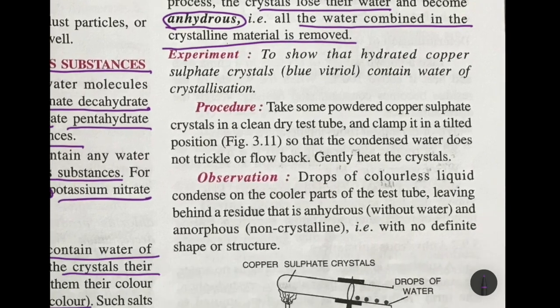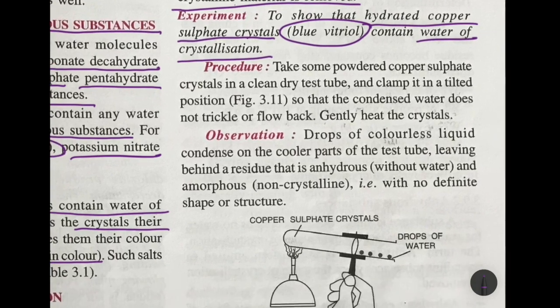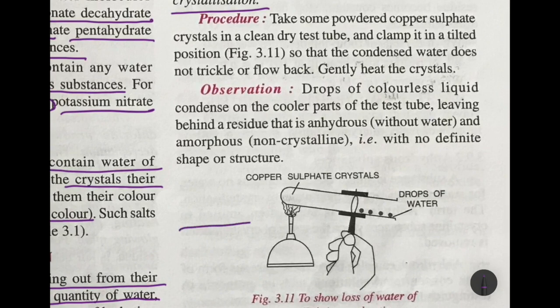Now there is an experiment to show that hydrated copper sulfate crystals, also known as blue vitriol, contain water of crystallization. Children, this is very important, please keep it in mind. What do we do? Very simple. Take a look at this diagram. We take some copper sulfate crystals in a dry test tube, and we clamp it in a tilted position. Why tilted? So that the water which is formed will collect here and then fall off from here, so that it doesn't go back.